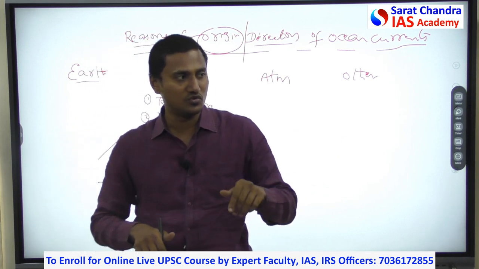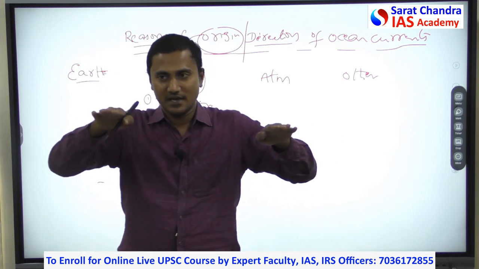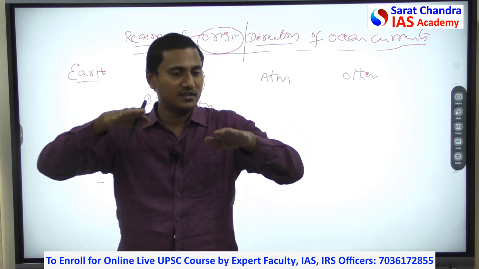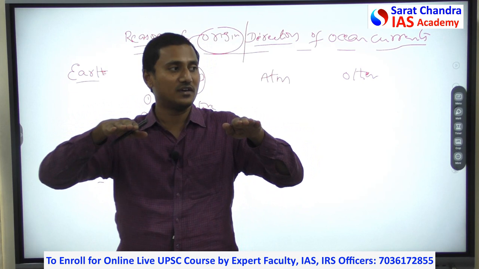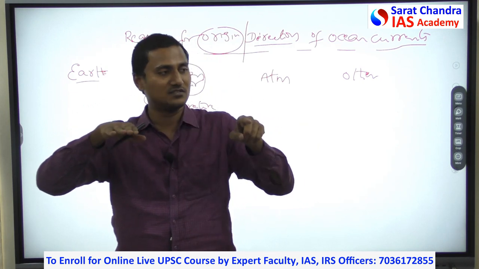So now a question to you. You take the ocean water. Here salinity is more. Here salinity is less. Tell me, ocean current will flow from where to where? Less saline to more saline?